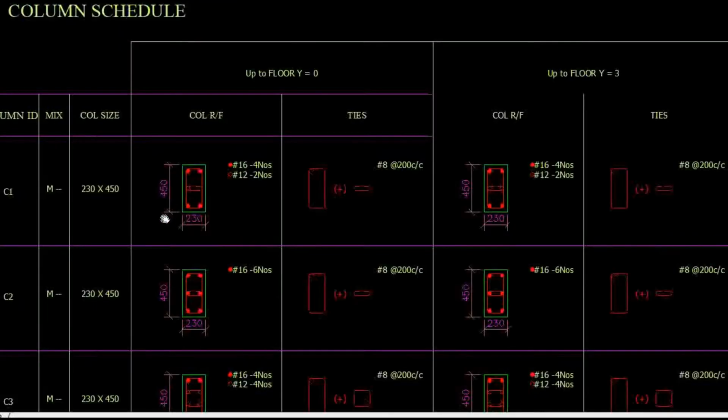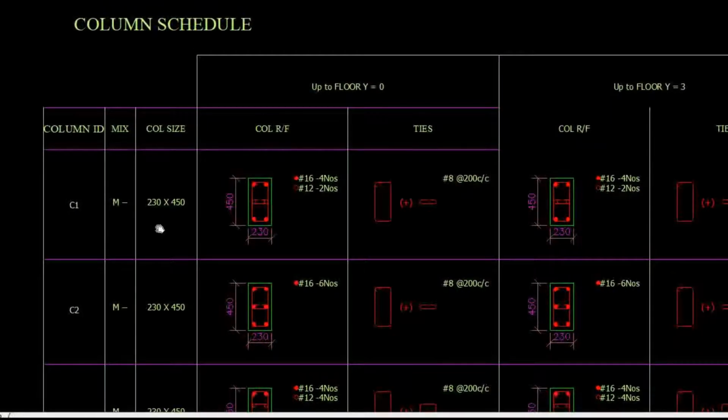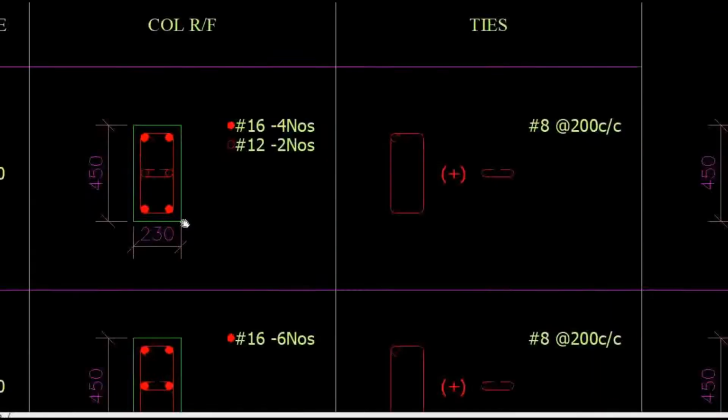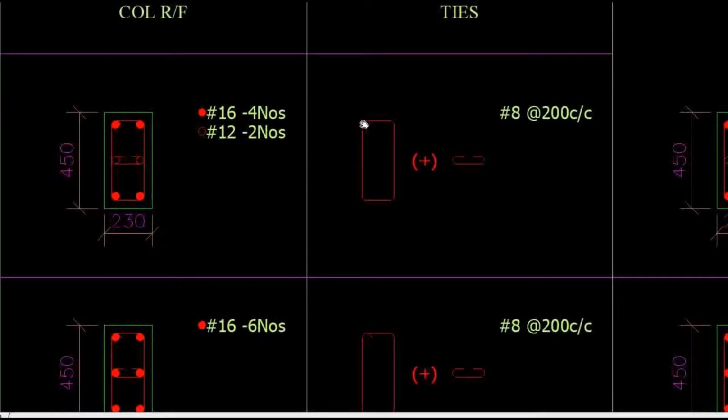This is the column schedule. C1, size of the column is 230 by 450. Here it is showing the column cross section. We assigned 4 numbers of 16 at corner and 2 numbers of 12 mm dia at center, which covers one hook. This is the master ring, this is hook. Here bar mark also it is showing 16 mm bar as dot and 12 mm bar as circle.